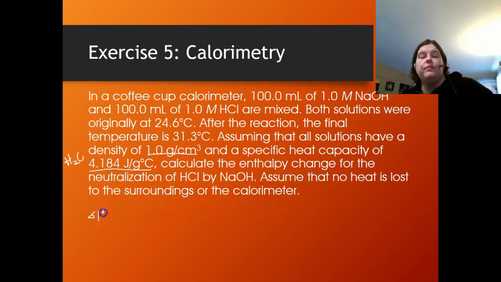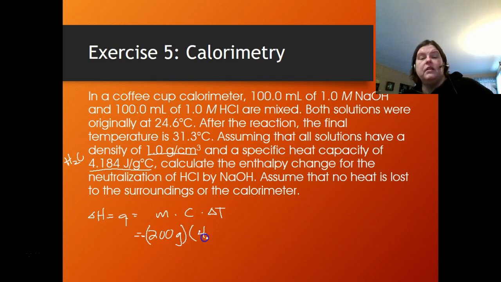So we know that delta H is equal to Q, and Q is equal to M times C times delta T. We have 100 milliliters of this and 100 milliliters of that. Add those together and we get 200 milliliters, at 1 gram per milliliter, so that means we have 200 grams of the substance. The solutions were originally at 24.6 and went up to 31.3, so they increased in temperature, which means everything is being given off. So we make that negative, because we have an exothermic reaction here. In the end we have to have a negative sign.